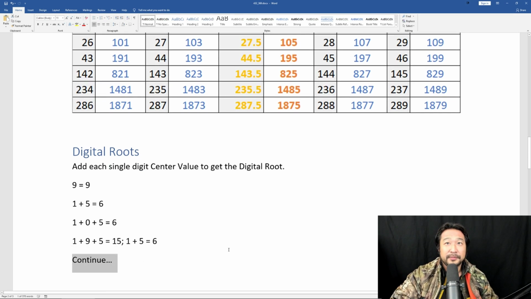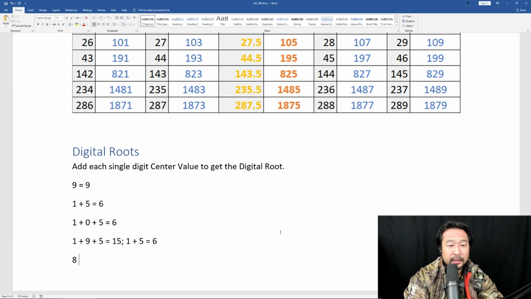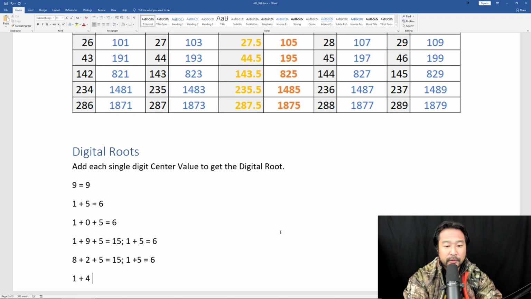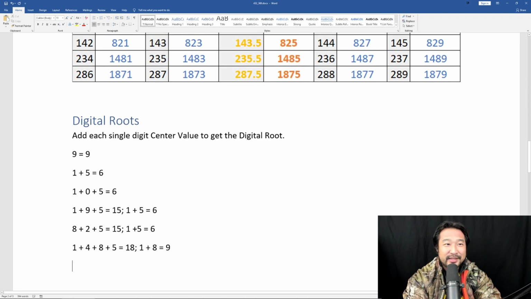So let's continue. 8 plus 2 plus 5 equals 15, right? But we're going to also do 1 plus 5 equals 6. All right, the next one is 1 plus 4 plus 8 plus 5 equals 18. And then if you split that up, it's 1 plus 8 equals 9. So we're getting 3s and 6s and 9s.